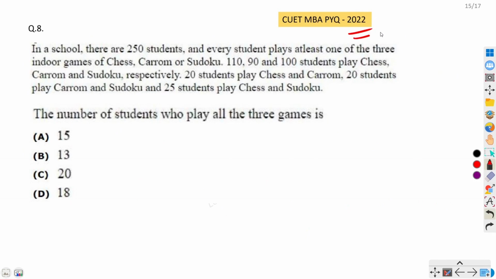This is again from the 2022 paper. In a school, we have 250 students, and every student plays at least one of the 3 indoor games of chess, carom, or sudoku. So again, there are 3 sets: number of students who play chess, number of students who play carom, number of students who play sudoku. 110, 90, and 100 play chess, carom, and sudoku respectively. So chess is played by 110, carom by 90, sudoku by 100 students. 20 students play chess and carom, 20 students play carom and sudoku, and 25 students play chess and sudoku.